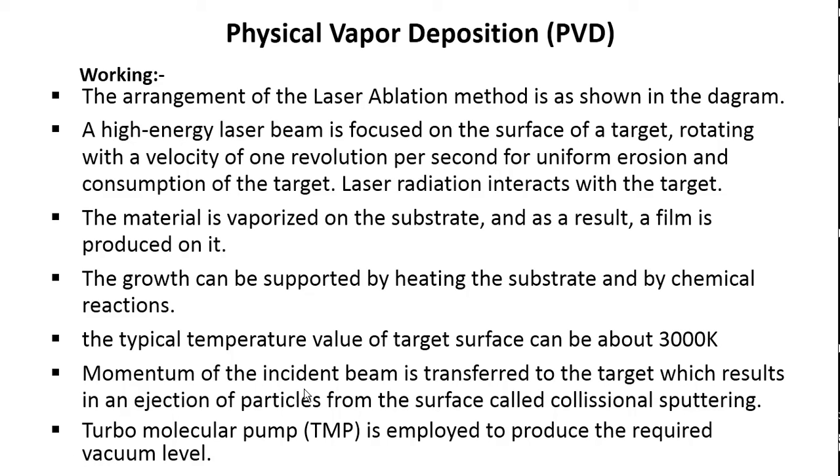This plume will be made available on the surface, and that is usually called collisional sputtering. Actually, that collisional sputtering is done with the help of this laser. This laser interacts with the surface of the target in order to eject particles, and that makes the plume of the material over the target. This particular type of ejection of particles is called collisional sputtering.